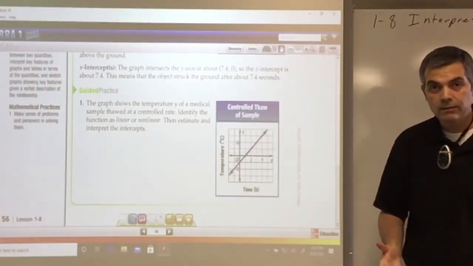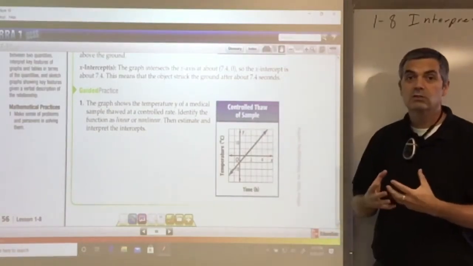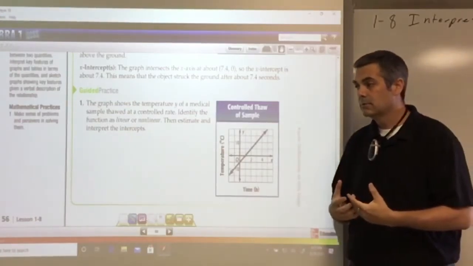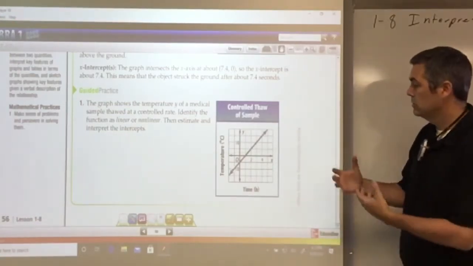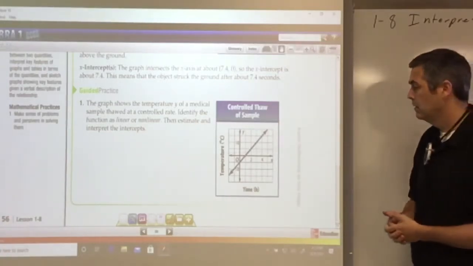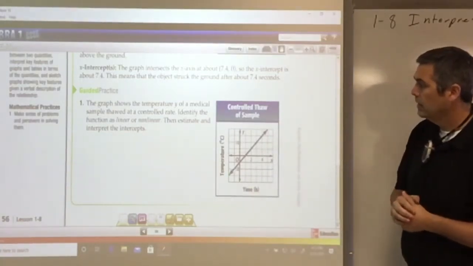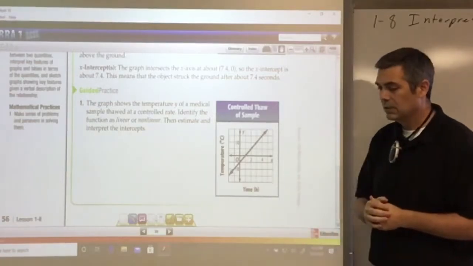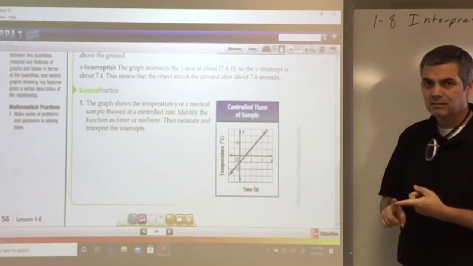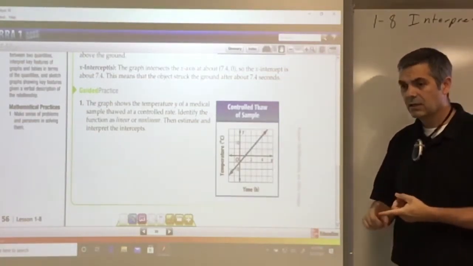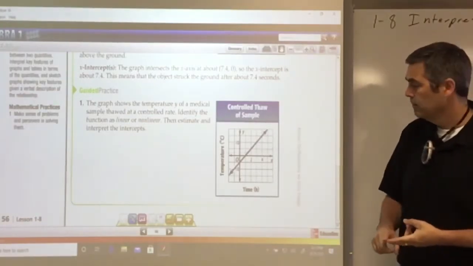Okay? So it's linear. That question should never be something that's hard. You should just look at the graph and determine. Since it's a straight line, it's linear. Then estimate and interpret the intercepts. Well, we need to look for where it crosses the x-axis and where it crosses the y-axis. And that's what we're looking at.